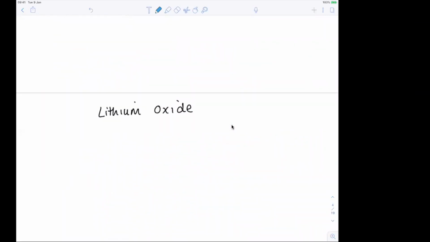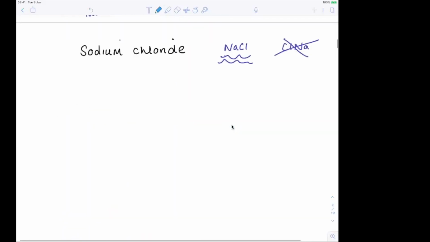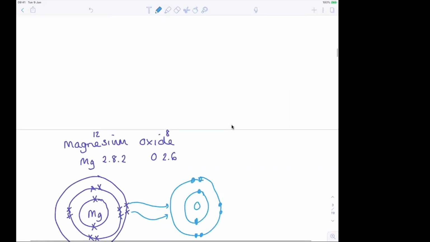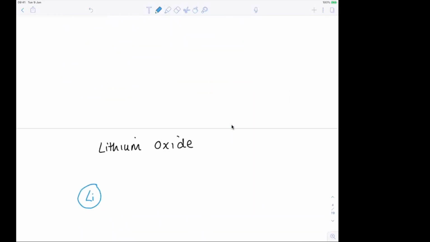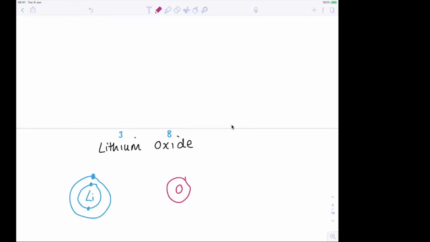Okay, now we're going to get slightly more tricky with lithium oxide. So looking back at my periodic table, lithium is here, it's in group 1. It has 3 electrons altogether. We're still using oxygen, so we know it has 8 electrons. There's lithium. Here's oxygen.